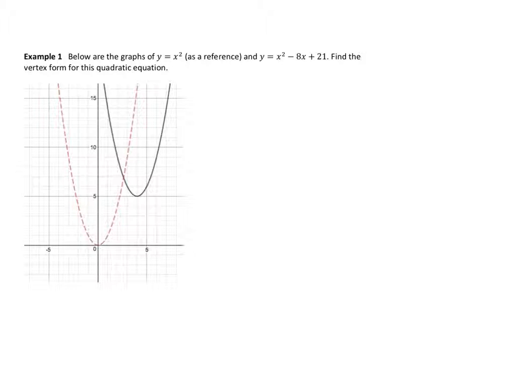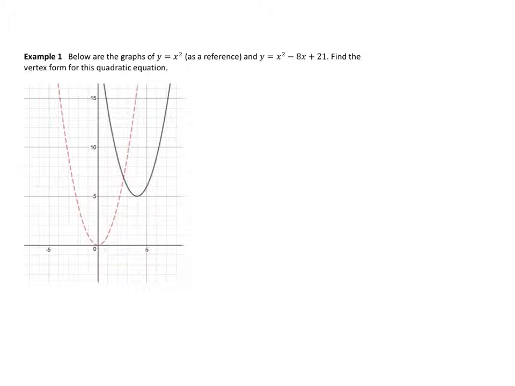So in example 1, again I listed y equals x squared as a reference, and then I graphed y equals x squared minus 8x plus 21, and I got this equation here. Now this is not in vertex form, it's in standard form. But the goal is I'd like to write it in this other new form. One way that you could go about this is by trying to understand how this graph changed in terms of transformations. I can see that it moved over to the right and then up. In fact, I know exactly how much in each case. The vertex goes over 4 places, and then it goes up 5 places.